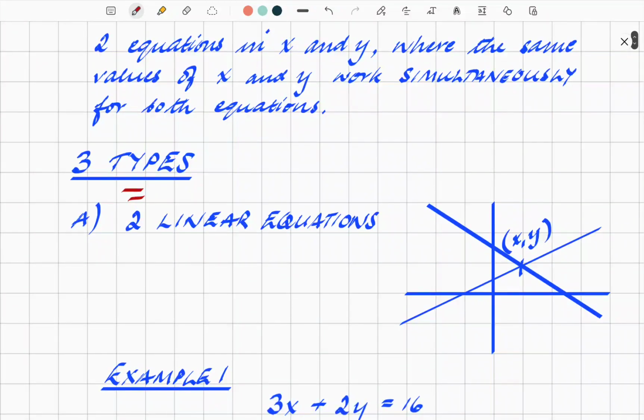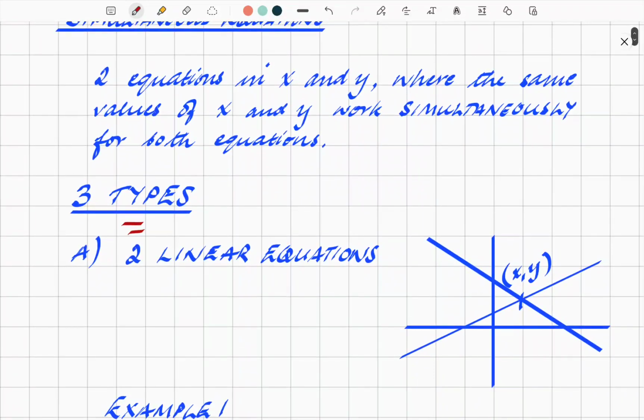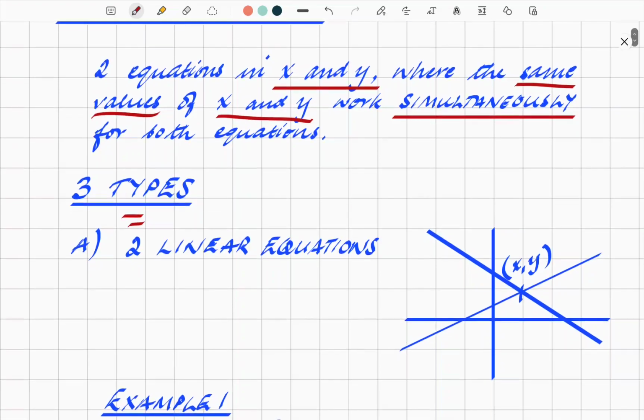As I said earlier, three types of equations. And what are simultaneous equations? Effectively, as far as GCSE and to some extent A-level is concerned, you're going to get two equations in x and y, where the same values of x and y work simultaneously, at the same time. That means for both equations, hence simultaneous equations. Fairly obvious. The best way to learn this, I think, is just to illustrate a couple of examples.